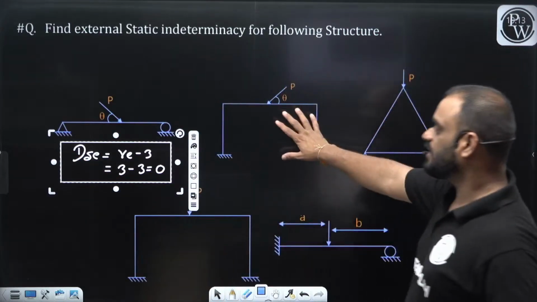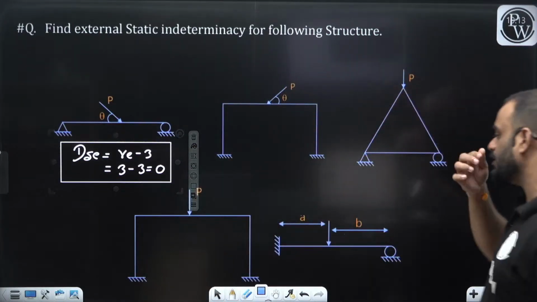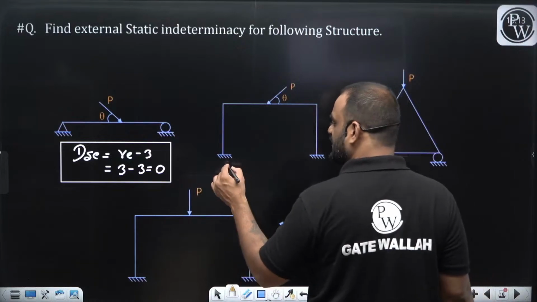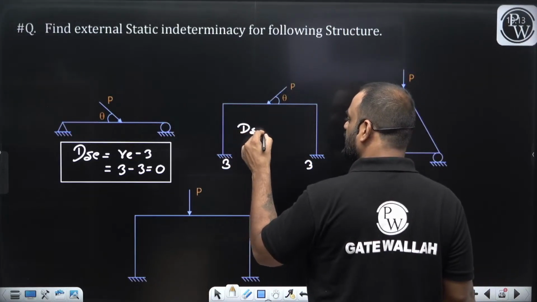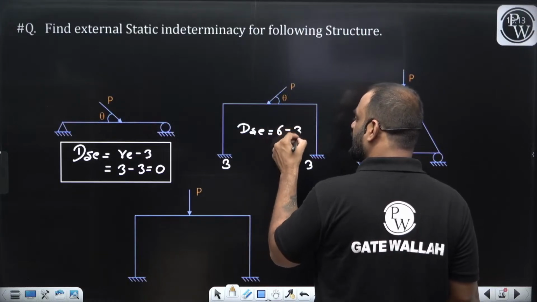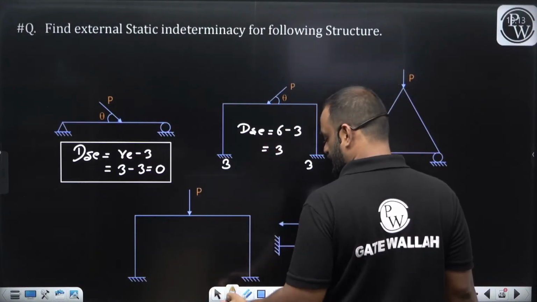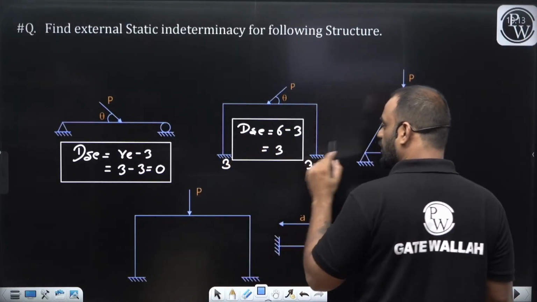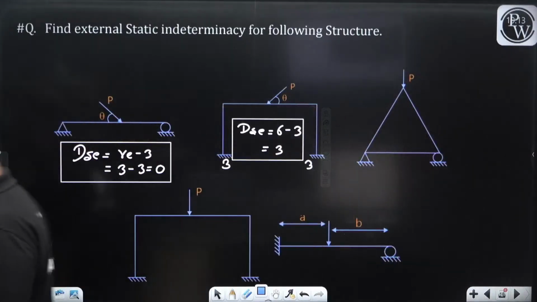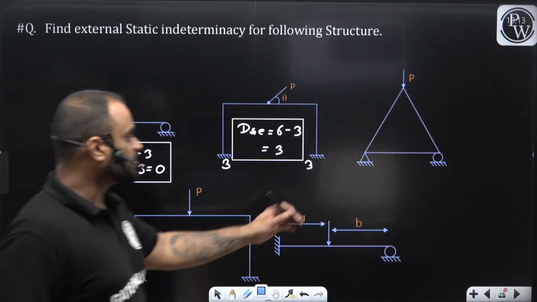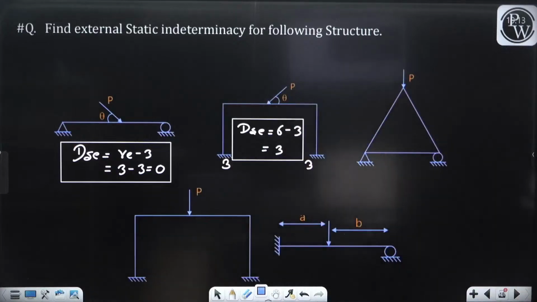Second structure, this is a rigid jointed frame. In this case, inclined load is there. So you know that, guys, 3 reactions will develop at this support, 3 reactions will develop at this support. So DSC is equal to how much? 6 minus 3. So how much is it? 3. What about this truss? What is the value of DSC for this truss?